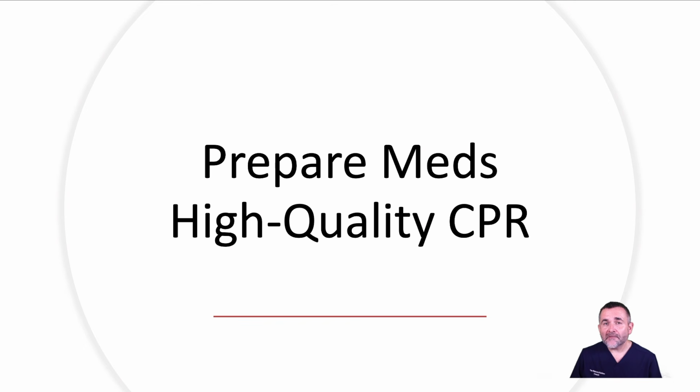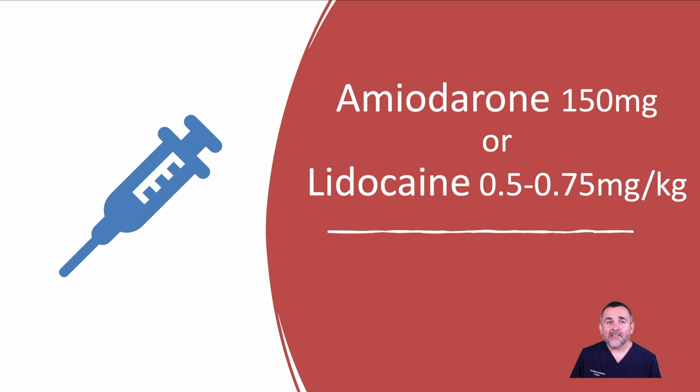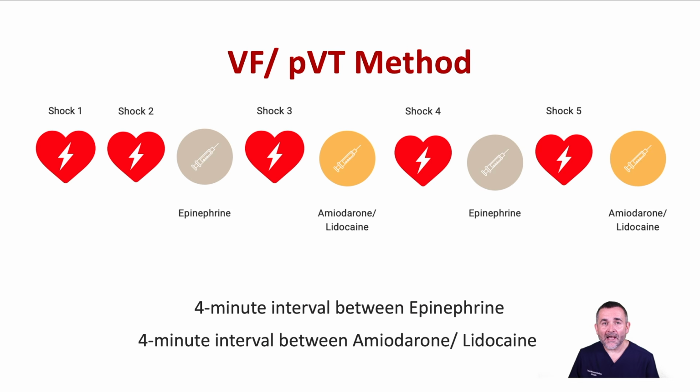Amiodarone, 150 mg, or lidocaine, 0.5 to 0.75 milligrams per kilogram. Note the lower dose for both amiodarone and lidocaine. After our fifth shock, we can go straight to administer our amiodarone or lidocaine IV push, followed by a flush. Pay special attention again to the lower dose this time.